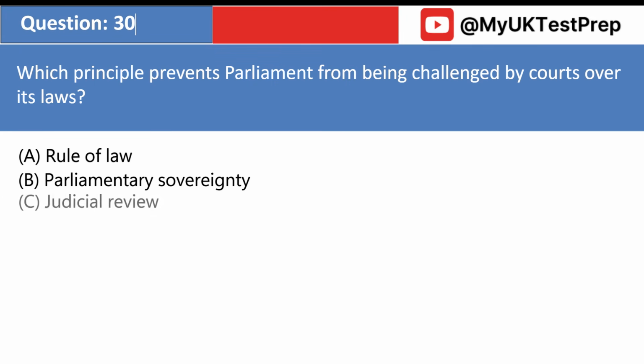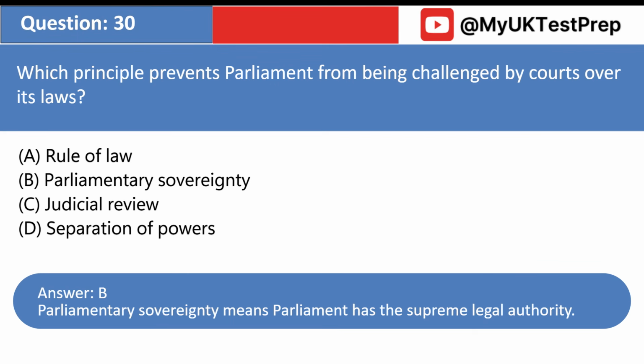Which principle prevents Parliament from being challenged by courts over its laws? A. Rule of law. B. Parliamentary sovereignty. C. Judicial review. D. Separation of powers. Answer: B. Parliamentary sovereignty means Parliament has the supreme legal authority.